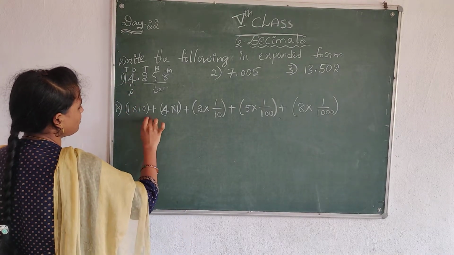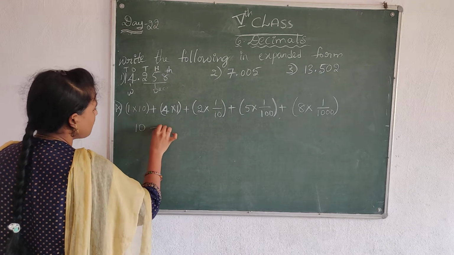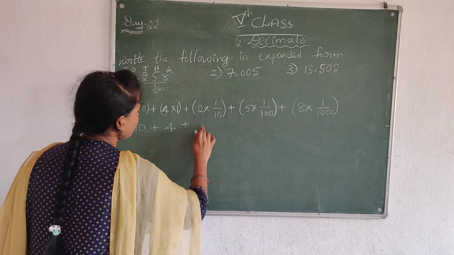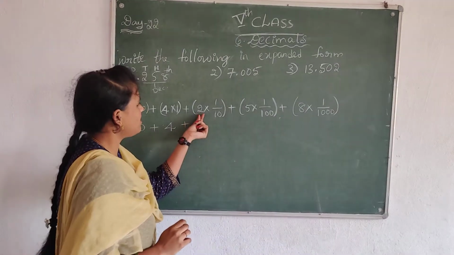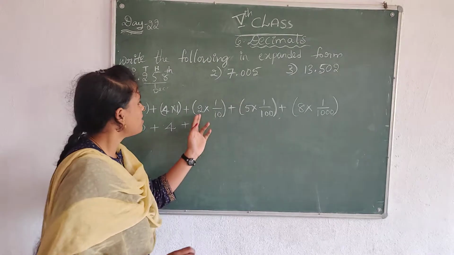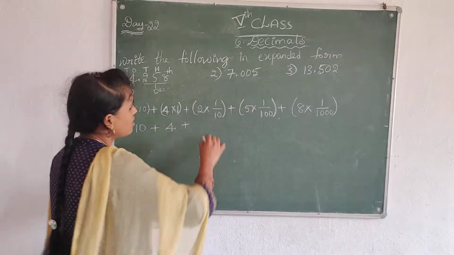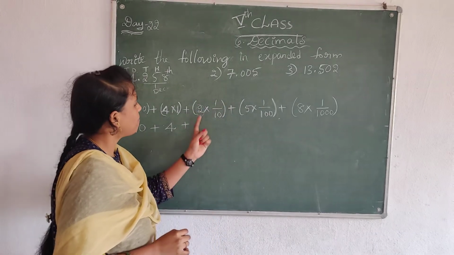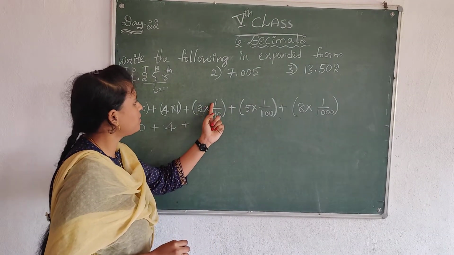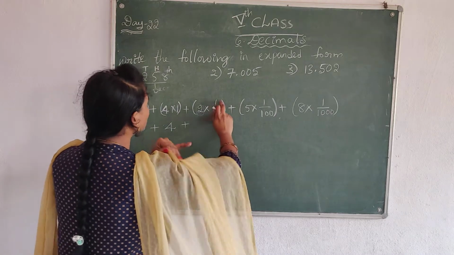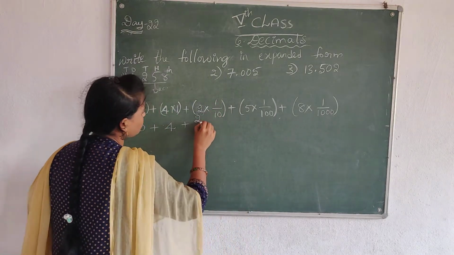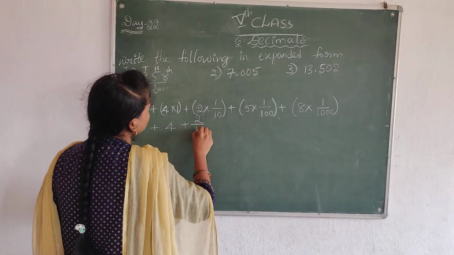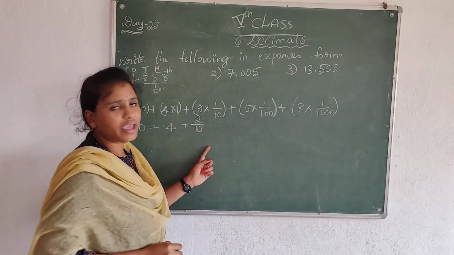1 tens is 10 plus 4 ones is 4 plus, see here, this does not have the denominator. That's why multiply this number into the numerator. How much is 2 ones? That is 2. What is the denominator? That is 10. Write 2 by 10. Okay.